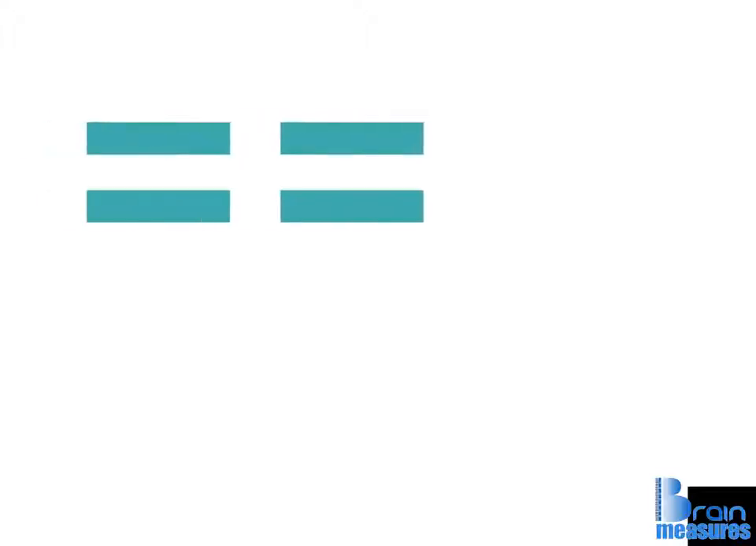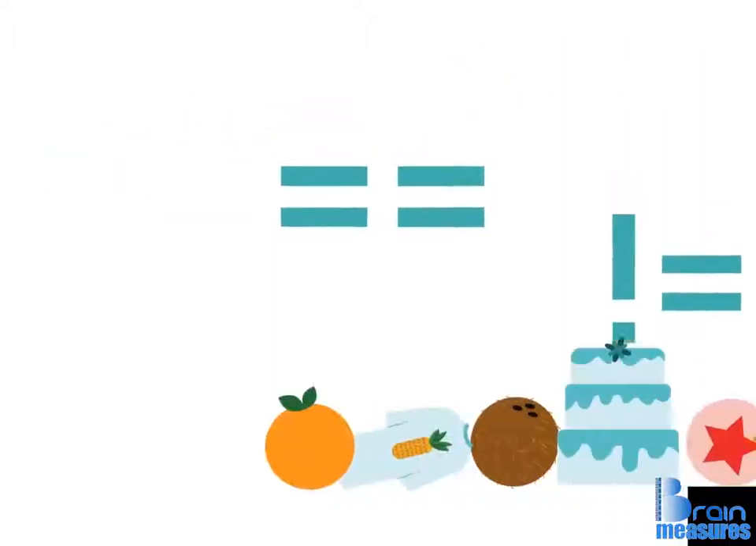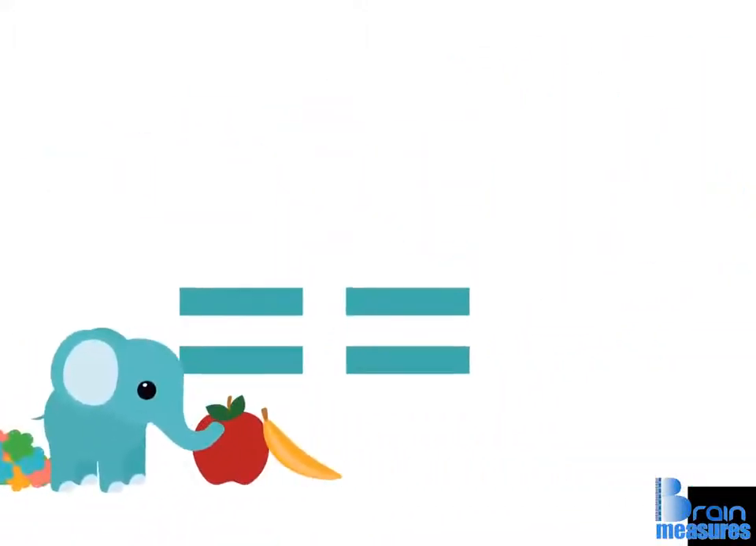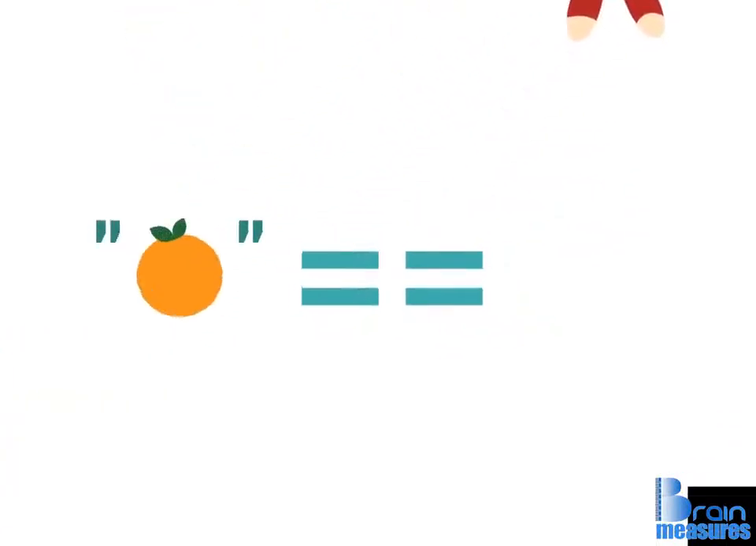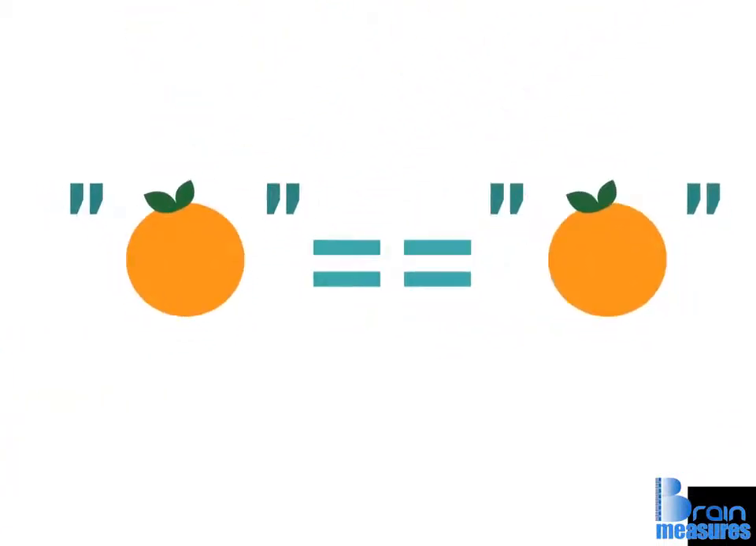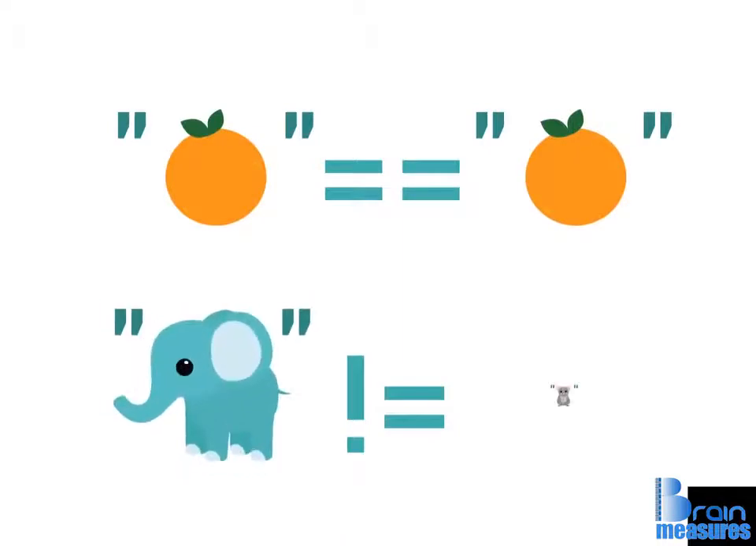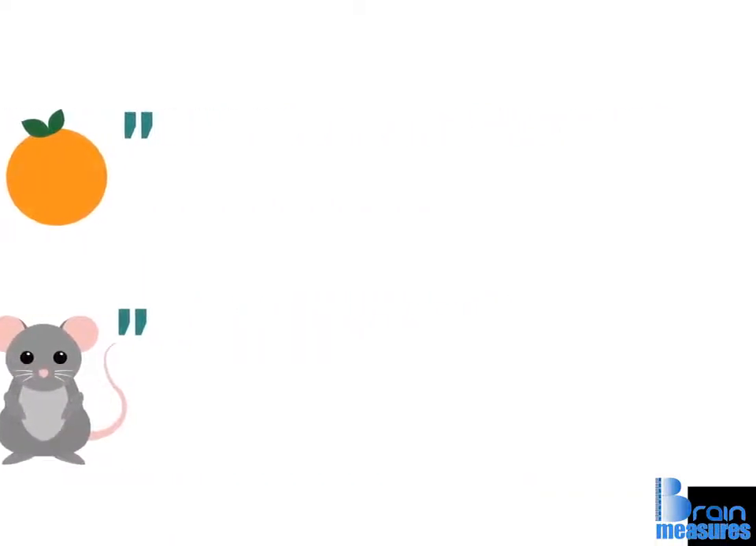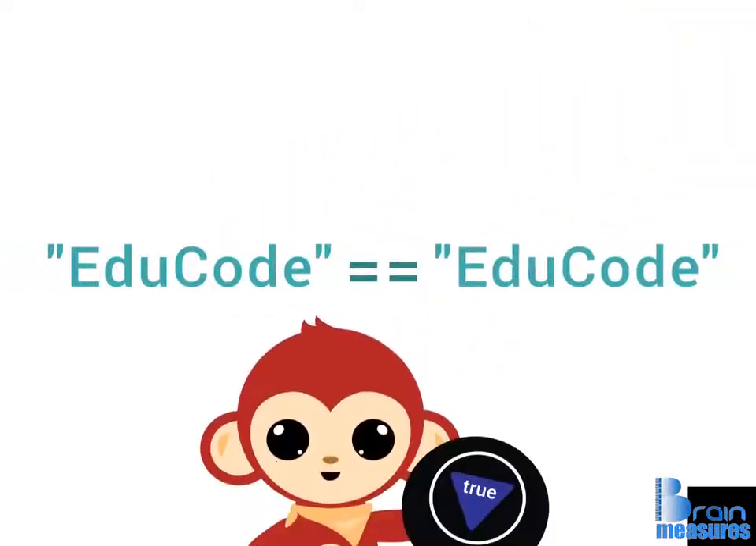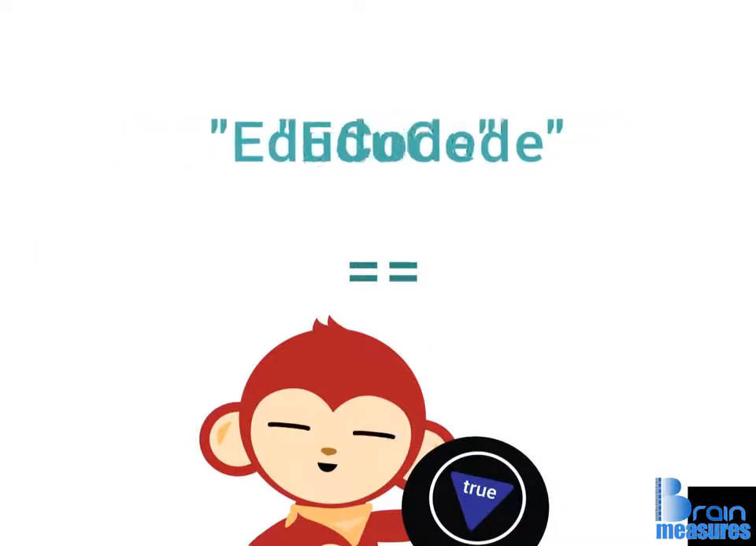We can use the equality and inequality operators to compare many more things. The equality operator can be used to check if two strings are identical, while the inequality operator can check if two strings are different. Take for example this comparison. Here, we're checking if the string educode is equal to educode. This is true because both strings are identical.